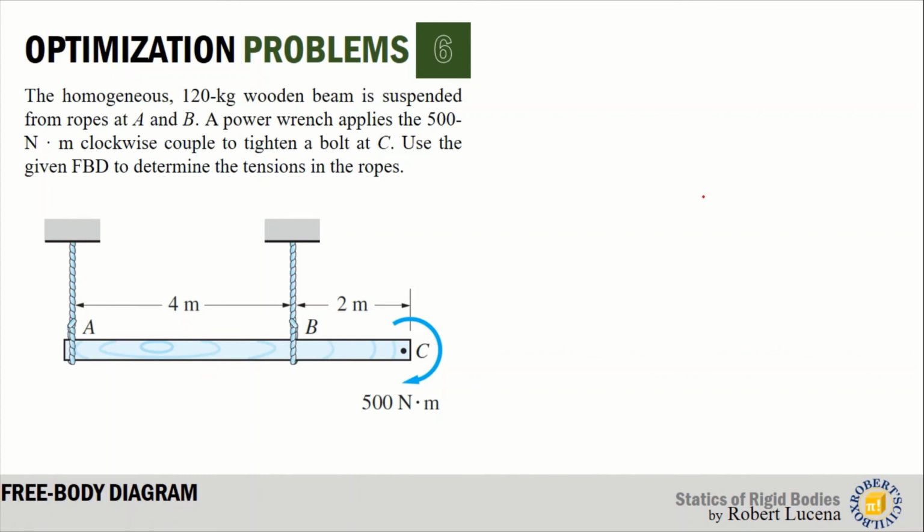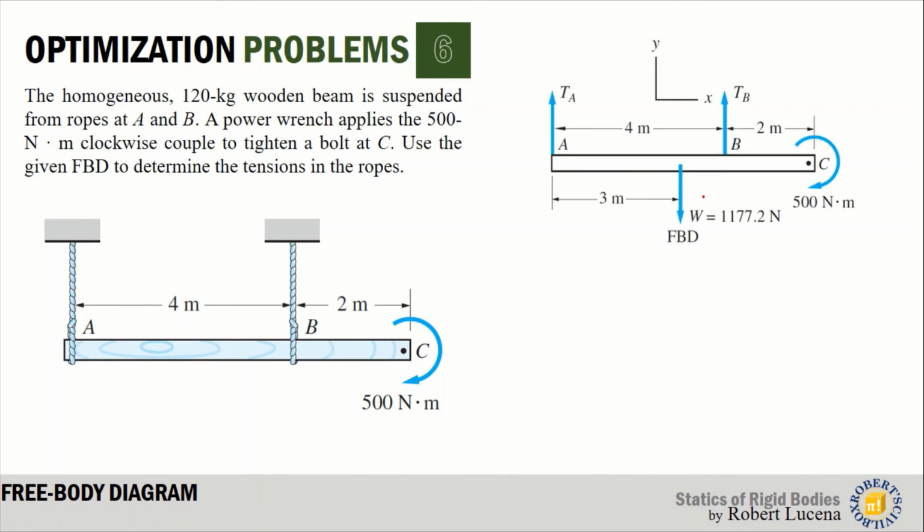So the first thing we do is to draw the free body diagram by removing all the supports and replacing them with corresponding support reactions. So drawing the applied loads, we have the weight of the beam, that is 1177.2 Newton, and the couple at C, that is 500 Newton meter. Now to replace the supports with support reactions, we have TA for cable A and TB for cable B, and then we proceed by putting all the dimensions.